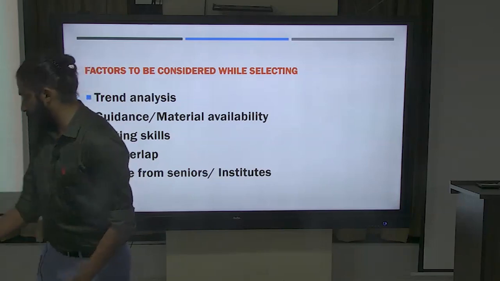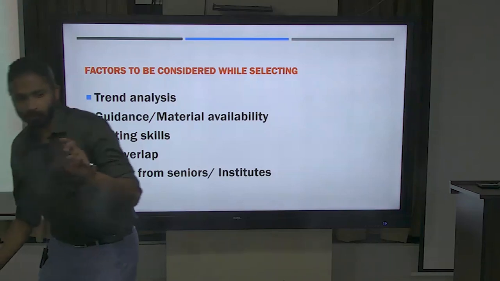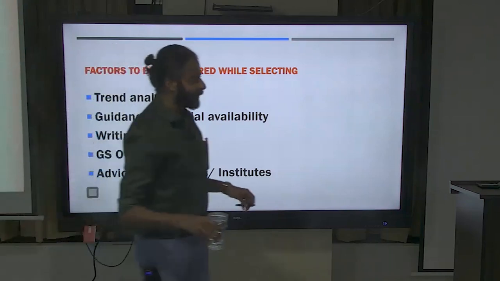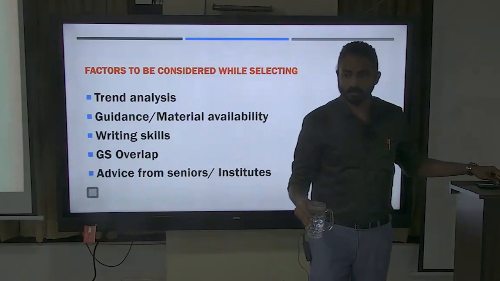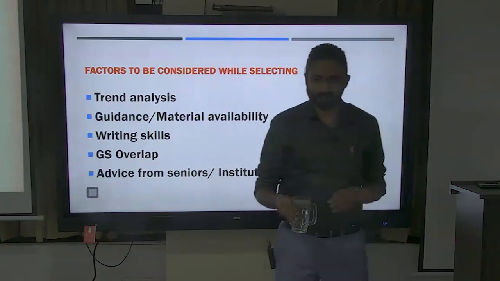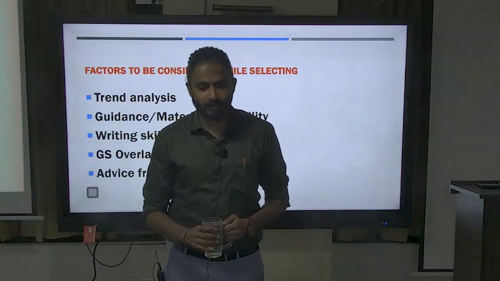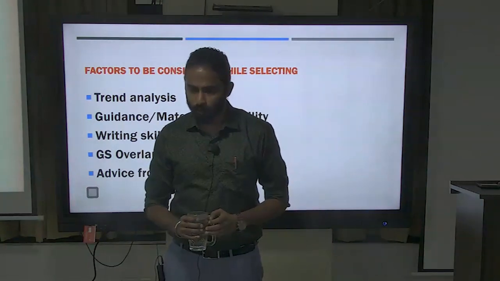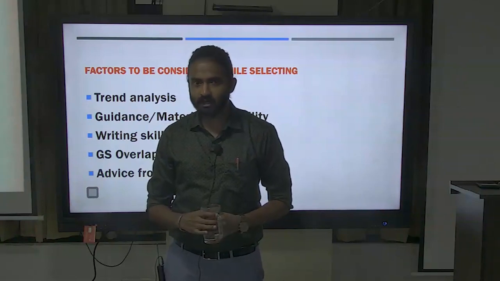What happened before 2013? Before 2013, there were two optionals. I think the last person to get first rank with two optionals was Haridavi Kumar, the last Malayali to get first rank in UPSC from Kerala. Do you know Haridavi Kumar? You don't even know Haridavi Kumar.